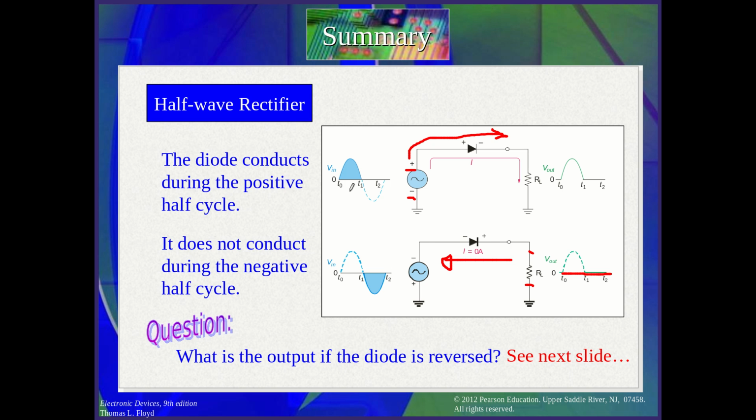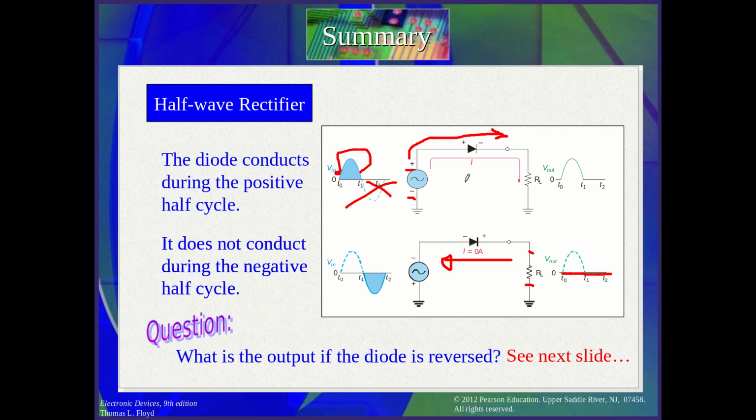So this is what we know as the half wave. It just takes the half wave of the cycle of the input, and the other half it doesn't allow the current to flow through the circuit.